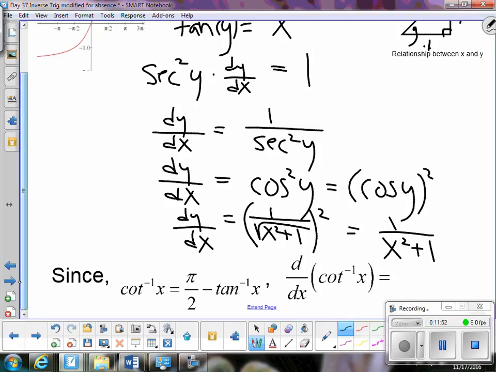Now, I have the justifications here for the other three, why they have their derivatives. But here's just to make it real short, if you care.